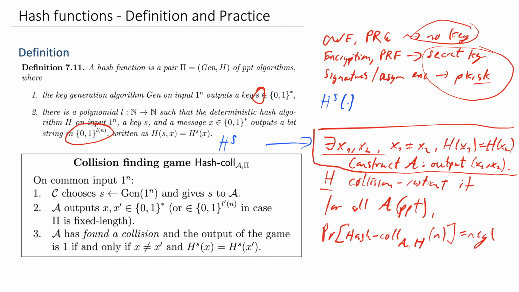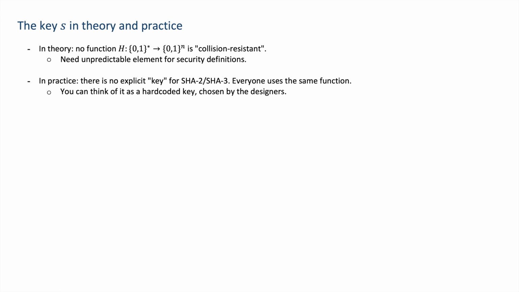So with the key s, there's actually a chance for such collision-resistant hash functions to exist. As we just talked about, in theory, this key s is really crucial because no single function is collision-resistant in this sense. I need some sort of unpredictability in the security definition. And if we think about the other things that didn't have a key, like one-way functions and PRGs, those only work because the unpredictability factor in their security games is the input to those functions. So the input to one-way functions needs to be random.